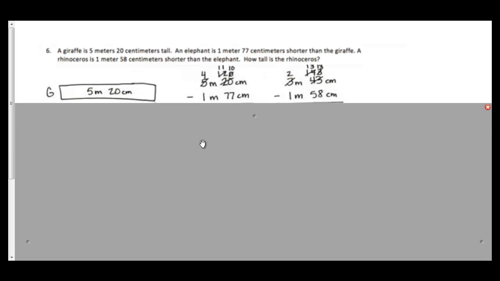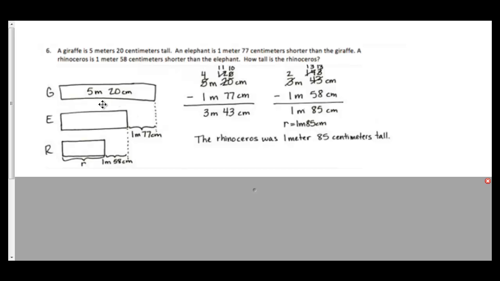So, my first thought is I'm going to need 3 separate tape diagrams here. It gives me the dimensions of the giraffe. It tells me it's 5 meters, 20 centimeters tall. And then it tells me that the elephant is this much shorter than the giraffe, and that the rhinoceros is this much shorter than the elephant. And I'm trying to figure out how tall is the rhinoceros. So the first thing I'm going to do is find out how tall is the elephant by subtracting these two numbers. Once I know how tall the elephant is, then I can subtract the difference between the elephant and the rhinoceros, and that leaves me with 1 meter, 85 centimeters. So the rhinoceros was 1 meter, 85 centimeters tall.